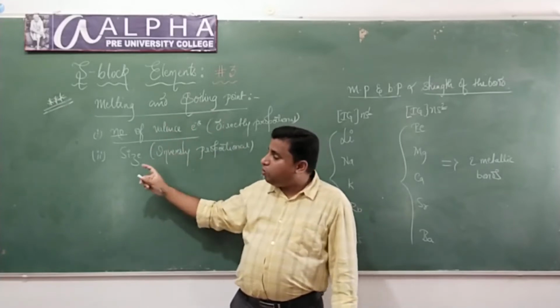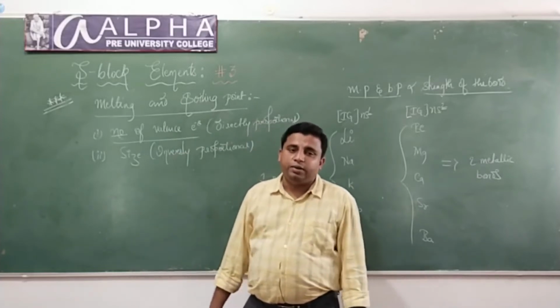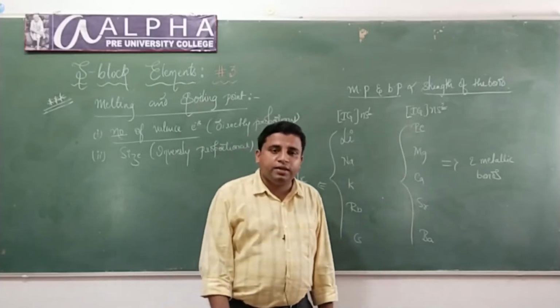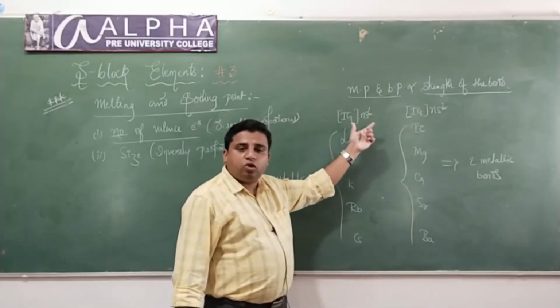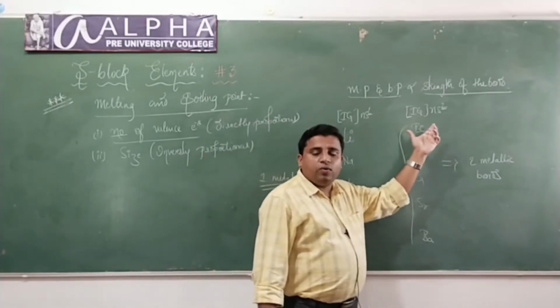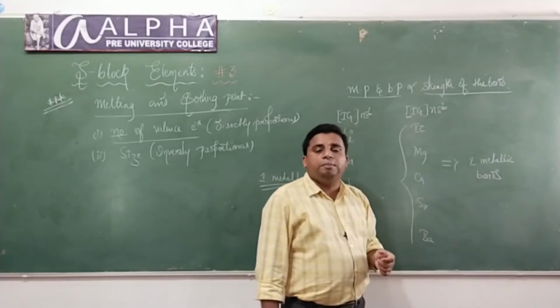Melting point and boiling point also depend upon size. The more the size, the lesser the melting point and boiling point, because they are inversely proportional. Alkali metals have only one valence electron. That means they can form one metallic bond, whereas alkaline earth metals have two valence electrons. That means they can form two metallic bonds.